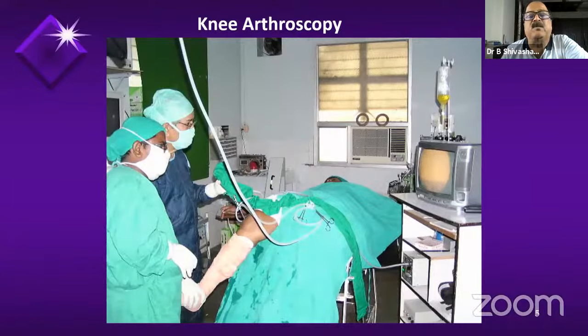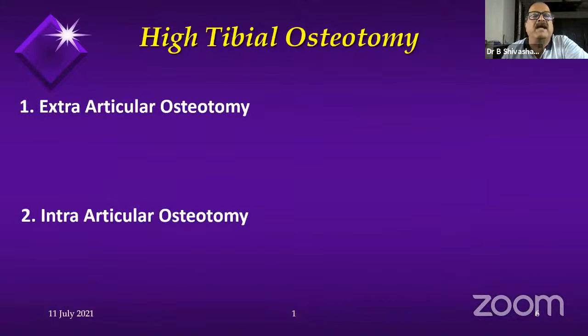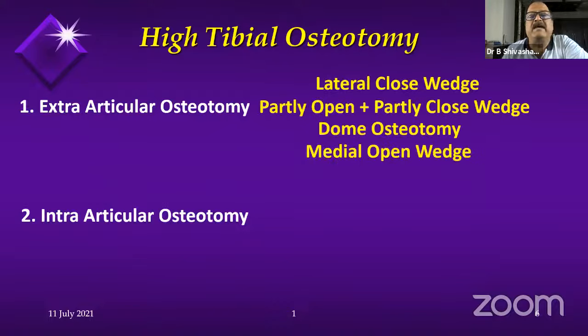And knee arthroscopy is part and parcel of the HTO because you have to confirm that the lateral compartment is good before you can think of this. Coming to the varieties of surgeries or the options available, earlier we were doing lateral closed wedge osteotomy. Then we started doing partly open, partly closed. Then we started with the Ilizarov-available dome osteotomy.